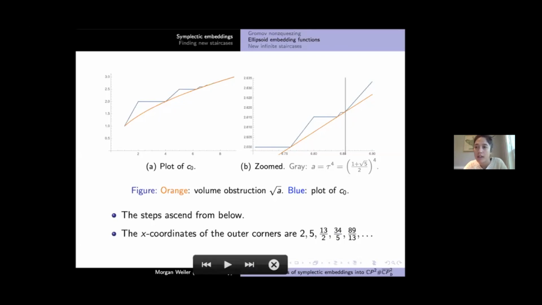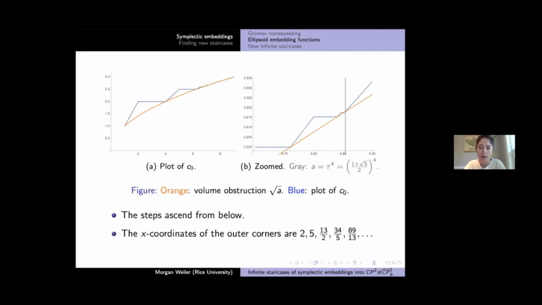You can't see it in the right-hand picture, but there are actually more stair steps after this. There are more non-smooth points to the right of the accumulation point, but they don't have the same structure as the ones to the left. A couple of things to notice: the steps ascend from below, and the a coordinates of the outer corners are a equals 2, a equals 5, 13 over 2, 34 over 5, 89 over 13. So these are ratios of odd index Fibonacci numbers. You can see that the denominator in the nth place is the numerator in the (n minus 2)th place.